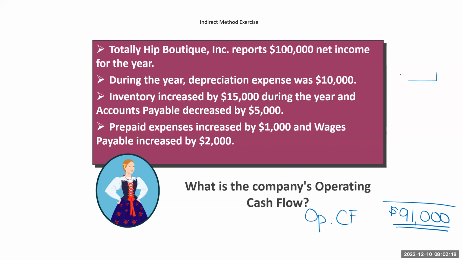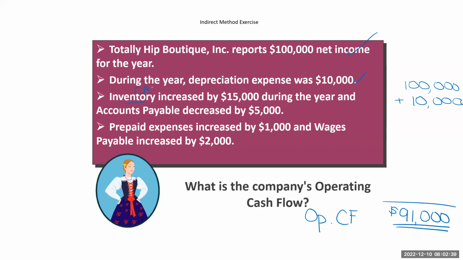We start with net income, of course, since we're using the indirect method. Start with that. Look for depreciation expense, always add it back. Look for gains or losses, doesn't look like we have any. And then go to your current assets and current liabilities.